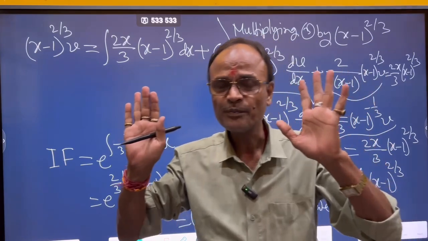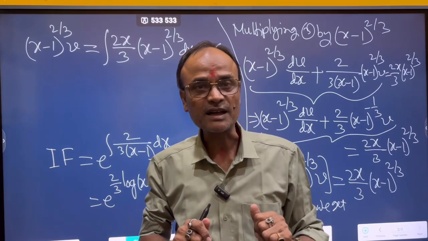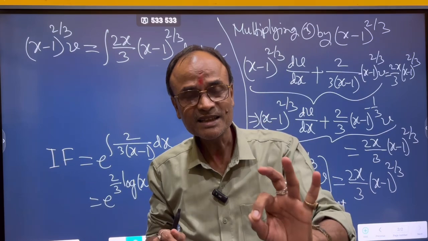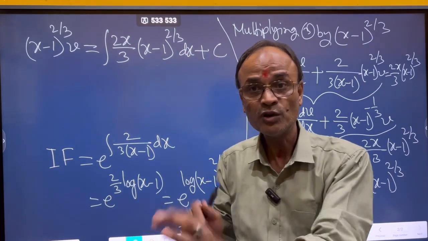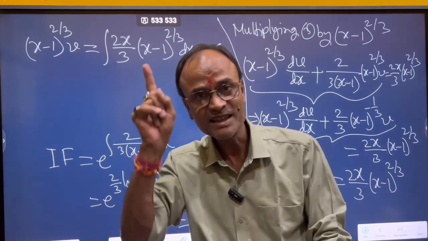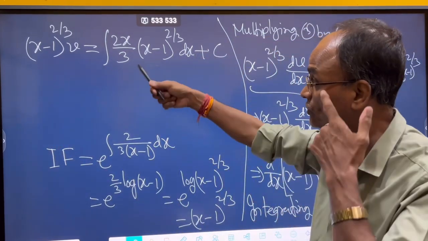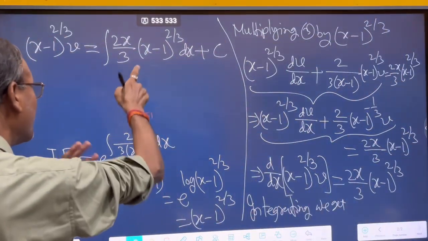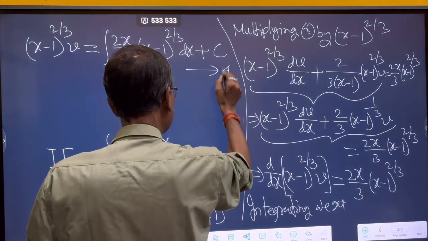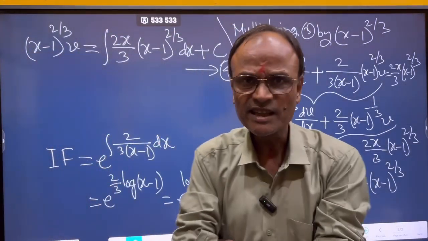When you multiply the equation by the integrating factor, then the solution will be: integrating factor into the dependent variable is equal to the integration of the product of the integrating factor and the right hand member plus a constant of integration. We have shown this. Now, suppose this is number 4. How will you find the integration of this? What will be the integration of this?